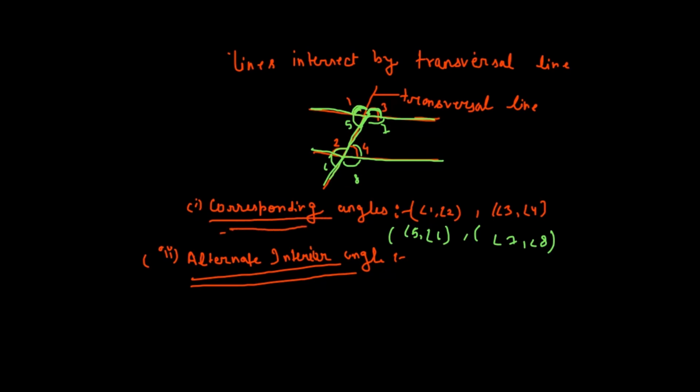Alternate interior angle. So what is the alternate? Here interior means the angle should be inside. Inside angles, which are the inside angles? 5, 7, 2, 4 are the inside angles. So this is the meaning of interior, that is, the inside angles. And 1, 3, 6 and 8 are the exterior angles. 5, 7, 2, 4 are interior angles.